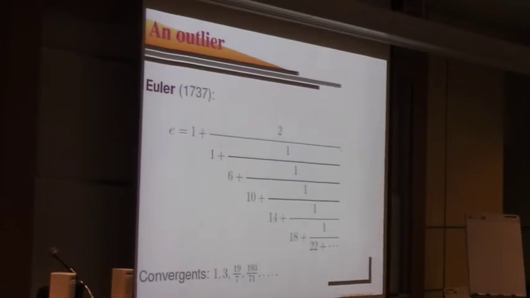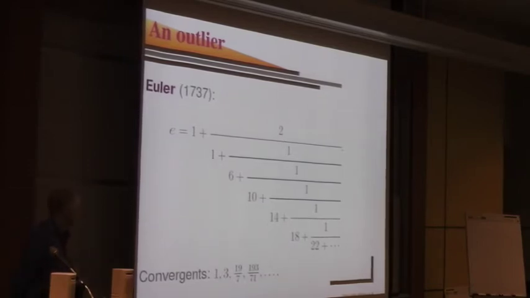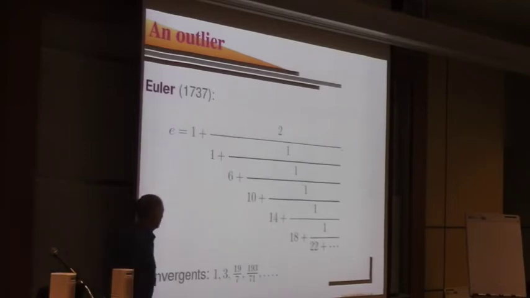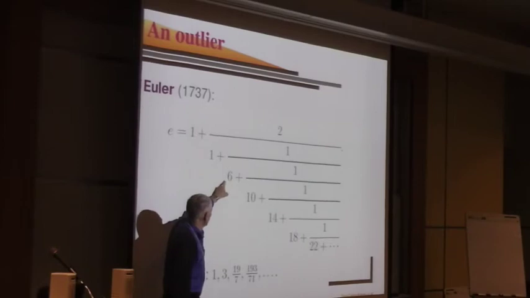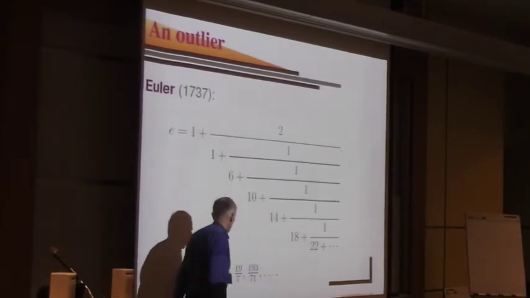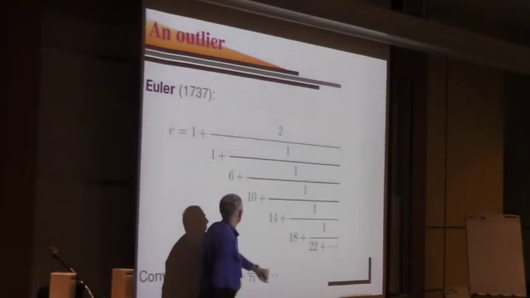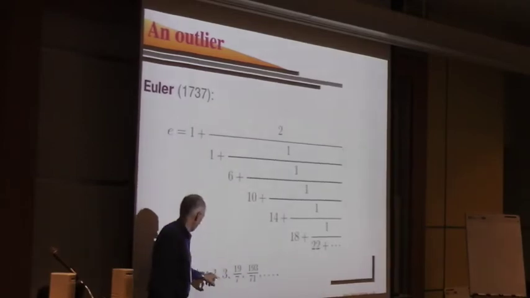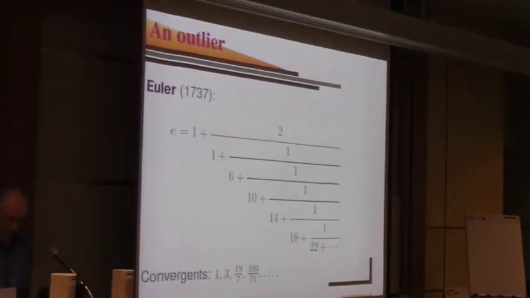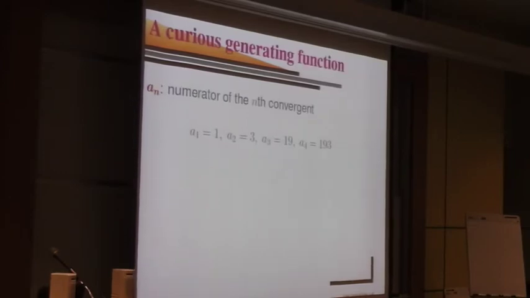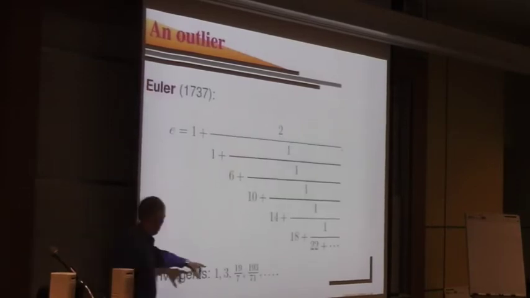Oh, let me just mention one outlier. There are some results that just seem really strange and not related to anything else. So Euler in 1737 found this continued fraction expansion of e. I think once it gets started, these numbers just increase by 4. When you look at the convergents of this continued fraction, cut it off at some point, look at the rational numbers, and we're interested in the numerators of the convergents. So let an be the numerator of the nth convergent. a3, a4 is 190.